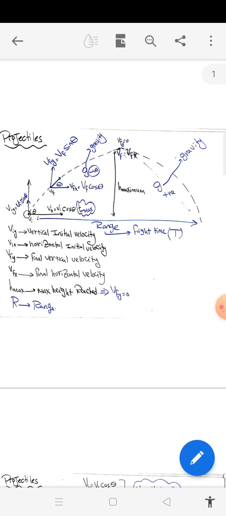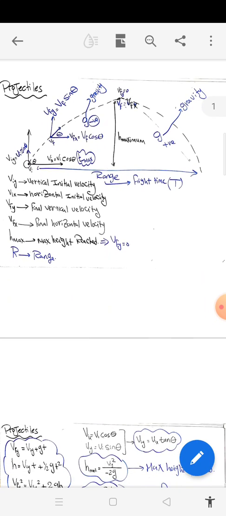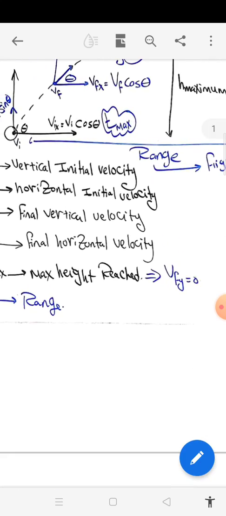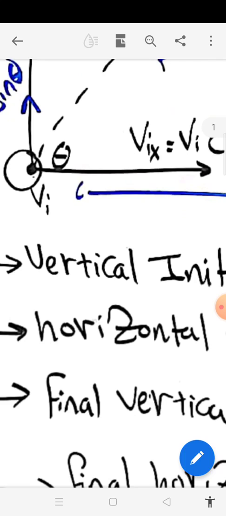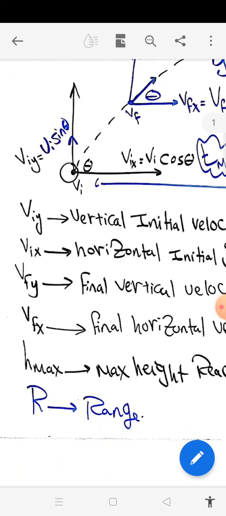Our lesson today is about projectiles. You have to know that projectiles are two-dimensional motion. We are talking about a motion combining the vertical and the horizontal motion. Imagine that you have a basketball and you throw it from this position. This position is the initial velocity.